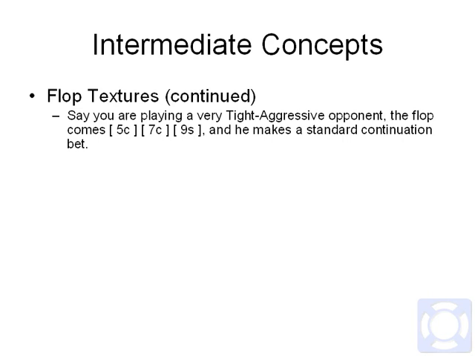So say you're playing a tight aggressive opponent. The board comes 5-7-9 with a flush draw. He makes a standard continuation bet. Would this board be a good board to check raise him on?